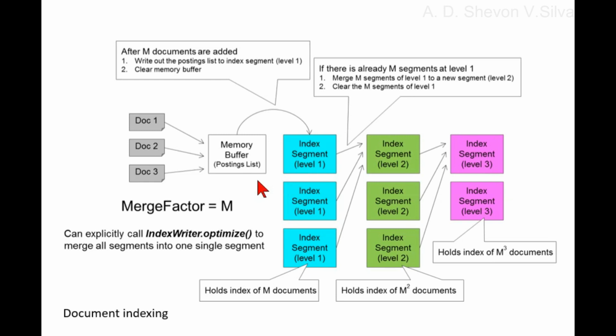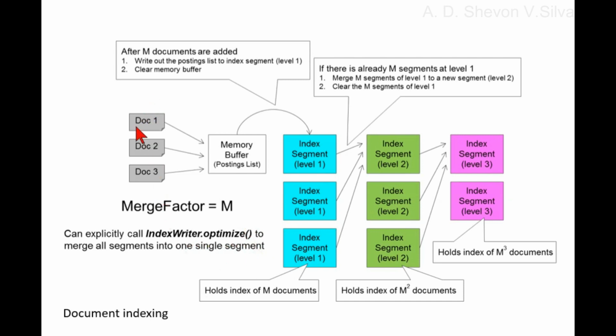When both posting lists have the same doc, which is the case when the document is updated or deleted, we pick the latest doc based on the time order. Finally, the doc frequency of each posting list of the corresponding term will be computed. Here you can see merge factor equals M, and you can explicitly call IndexWriter.optimize to merge all segments into one single segment.